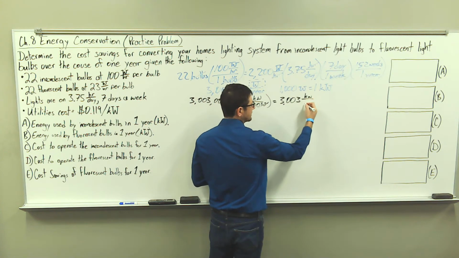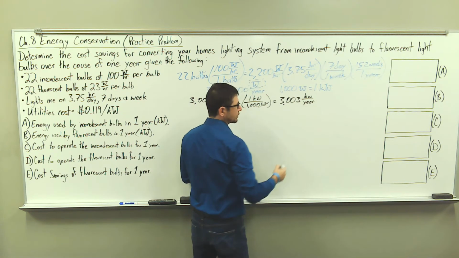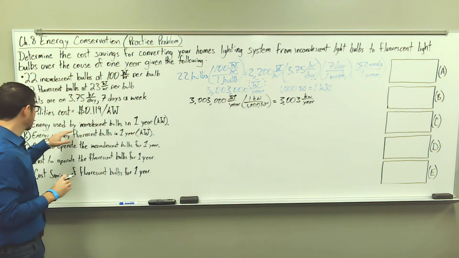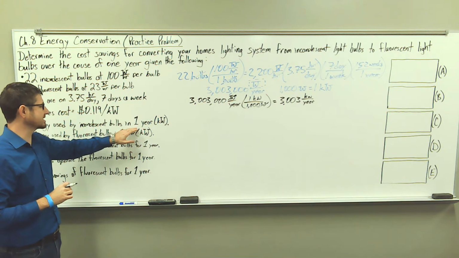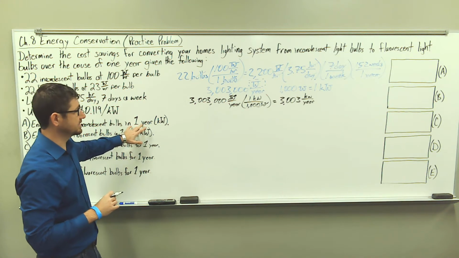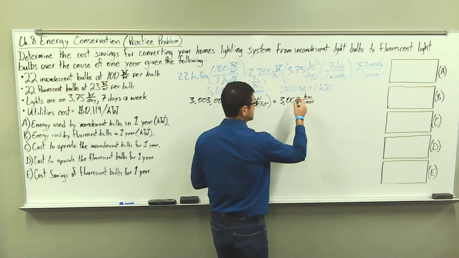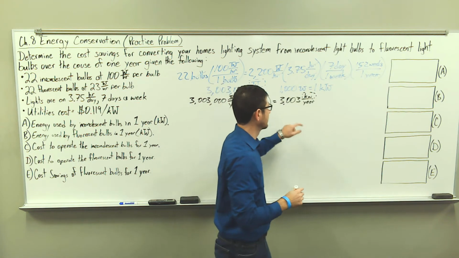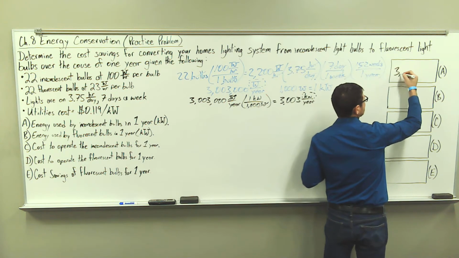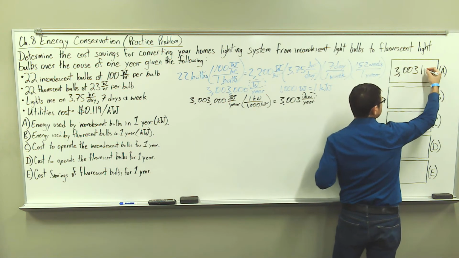And we're going to have units of kilowatts per year. Okay, but like I mentioned earlier, the problem is asking us for the energy used by the incandescent bulbs in 1 year. Okay, so it's just looking for the energy used in units of kilowatts. So for part A, the answer is 3,003 kilowatts.